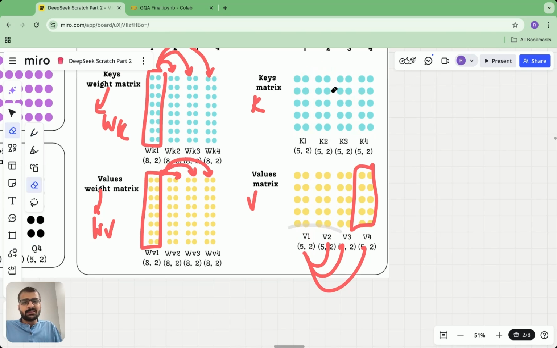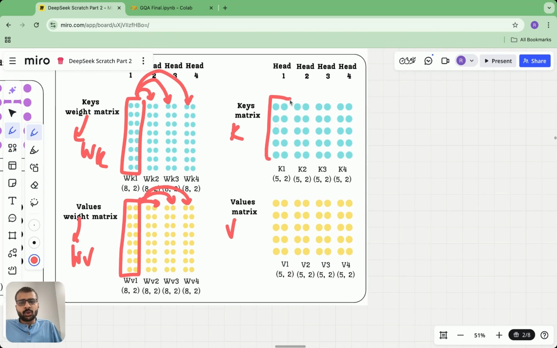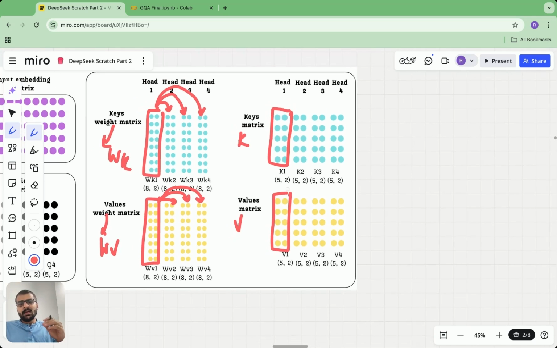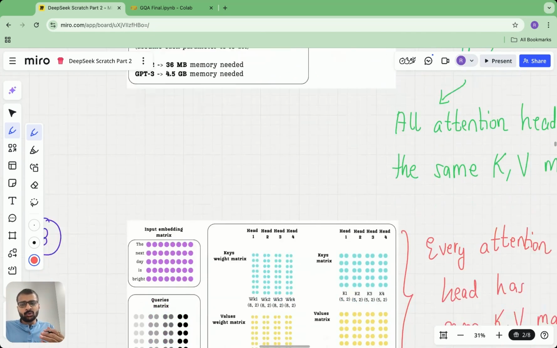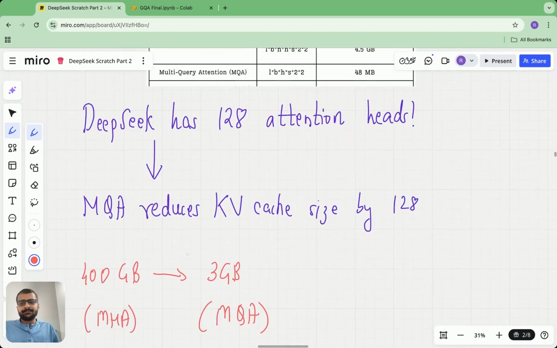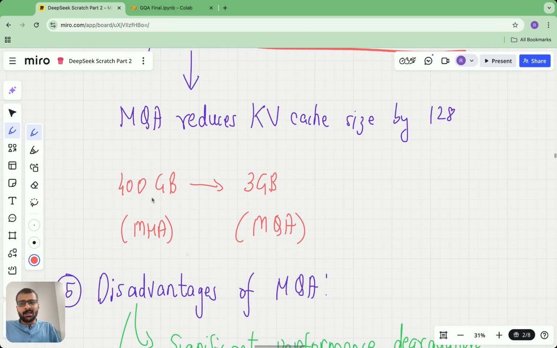Naturally, the consequence of this is that since the values for all the heads are the same, we just need to cache or store one of these heads. We don't have to store the matrices for all the different heads because these values are literally the same, right? So we can get rid of this factor n, the number of attention heads, in the size of the KV cache. Let's say DeepSeek has 128 attention heads. When we use multi-query attention, we reduce the KV cache size by a factor of 128, from 400 GB to just 3 GB.